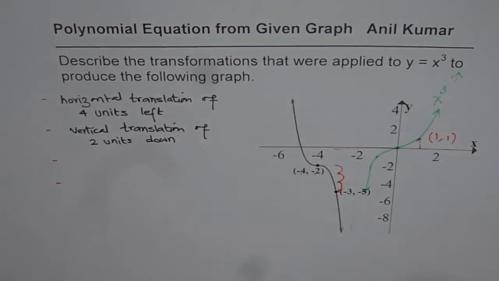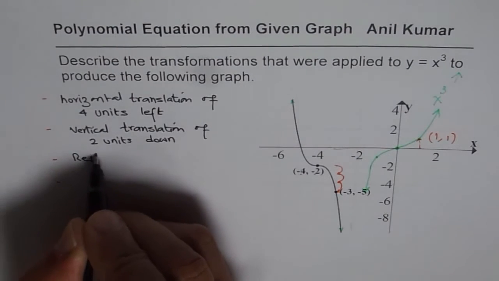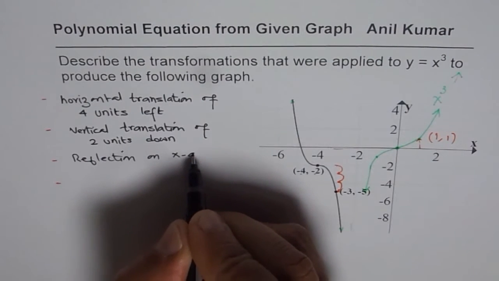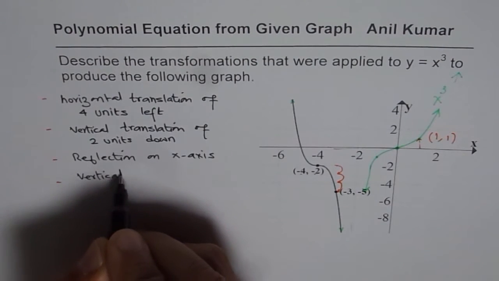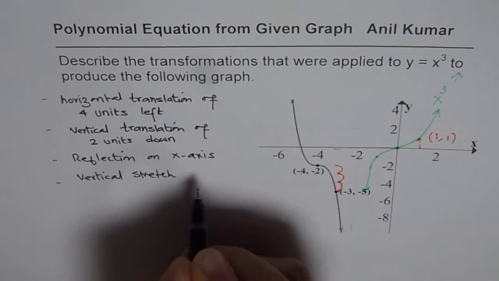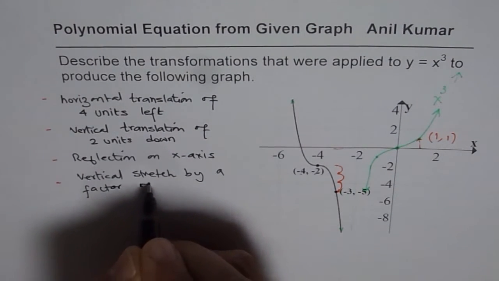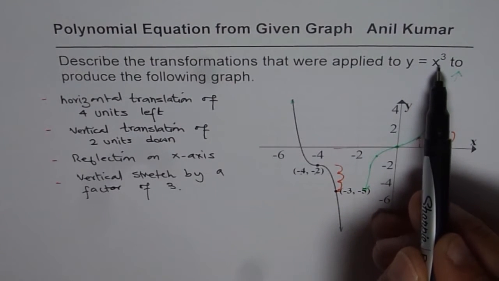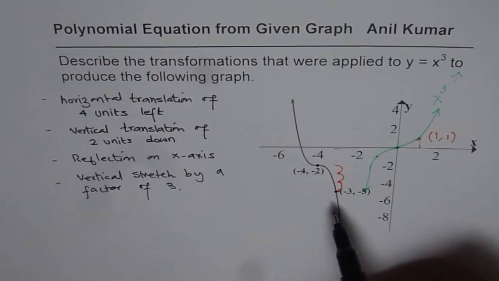I'm writing all in reverse order. One, what we see is that there is a reflection on the x-axis. And the other thing which we notice is there is a vertical stretch by a factor of 3, correct? So these are the transformations which have taken place to our parent function y equals x cubed to give the given graph.